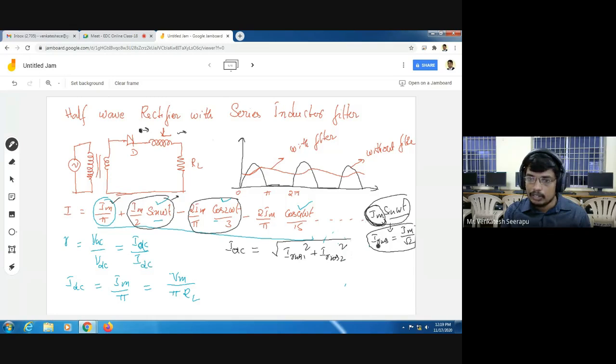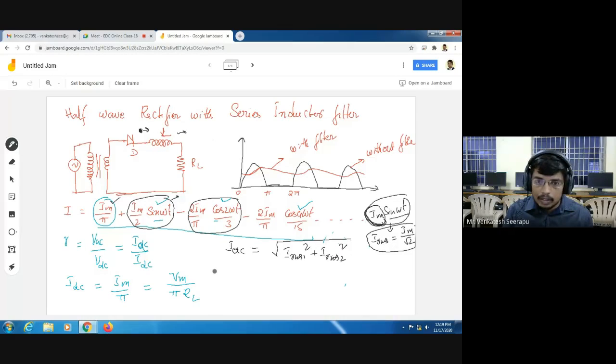So how will we find IRMS? Let us consider an AC component Im sin omega t. In this I want to find the IRMS, which means the maximum value by √2. The maximum value is the constant value in the coefficient of the sine, that value is called the maximum value. So maximum value by √2. Here the maximum value is Im. So IRMS means Im by √2.